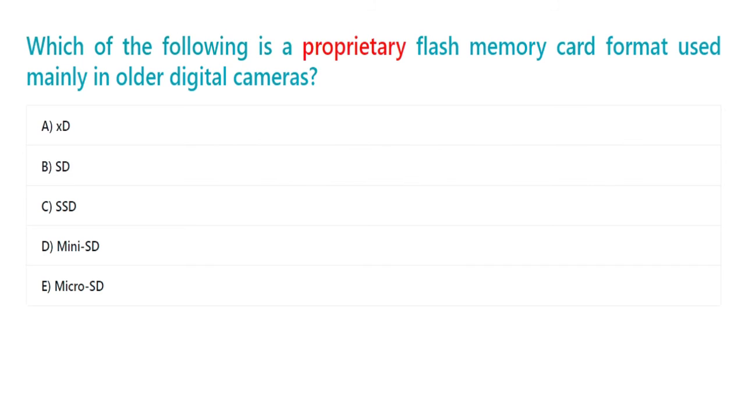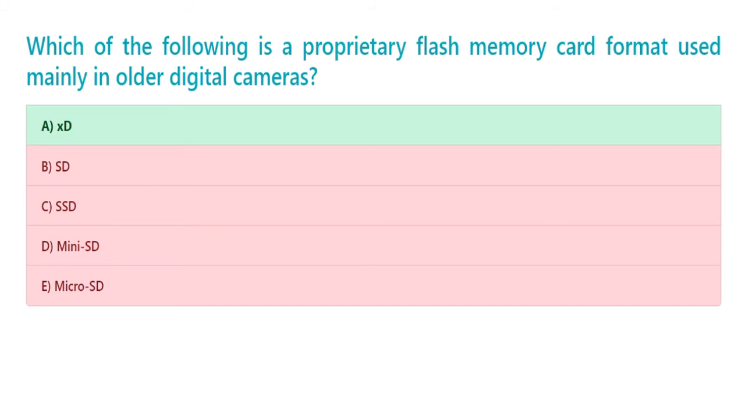Which of the following is a proprietary flash memory card format used mainly in older digital cameras? A. XD. B. SD. C. SSD. D. Mini SD. E. Micro SD. The correct answer is A. XD.